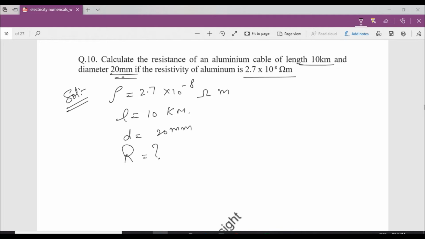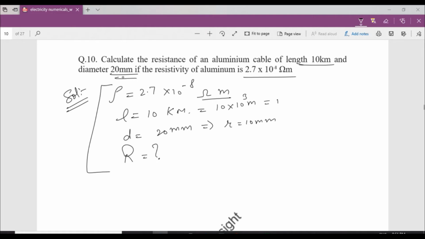So what is the formula of resistance interconnecting them? See, here we are having diameter. So from this diameter we can easily evaluate the radius, that is 10 mm, and from here we can write it in SI units as resistivity is in SI. So it will be easy for us to solve if we change L and D into SI system, that is 10 into 10 raised power 3 meters.